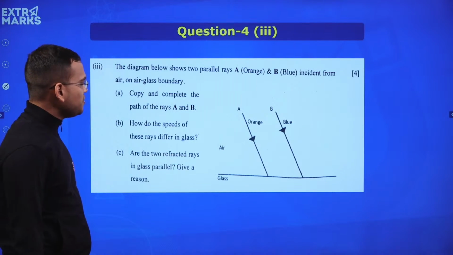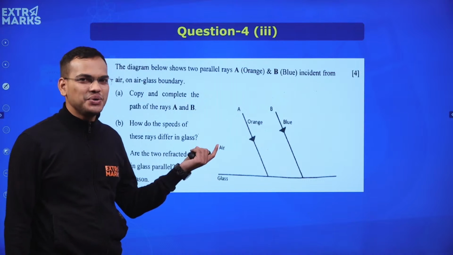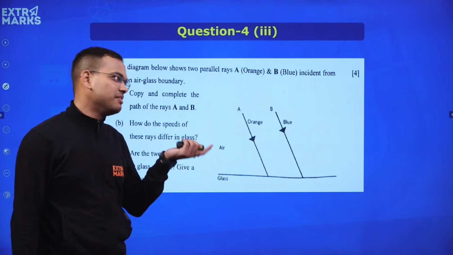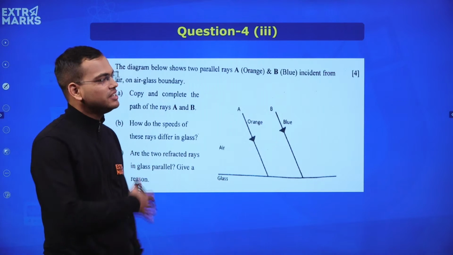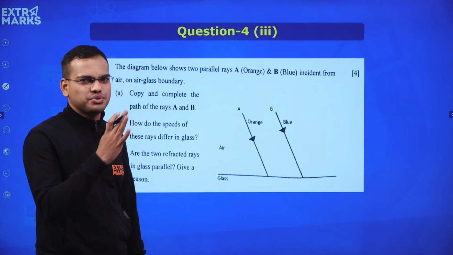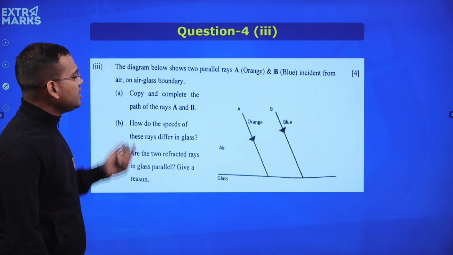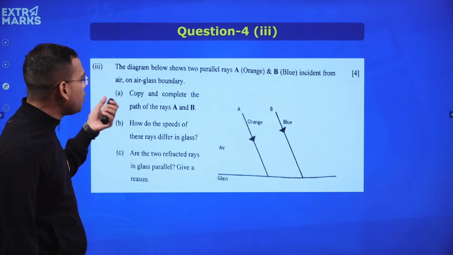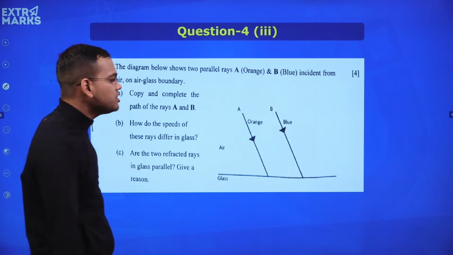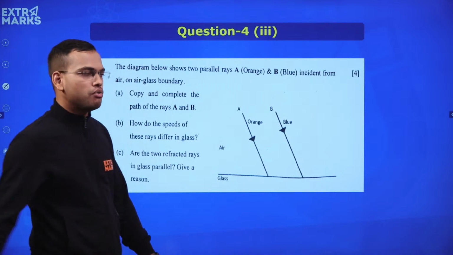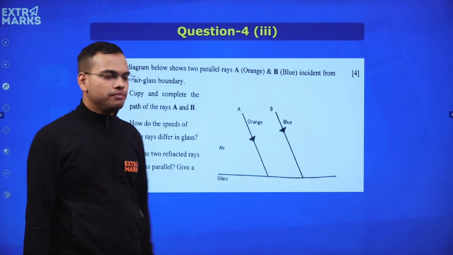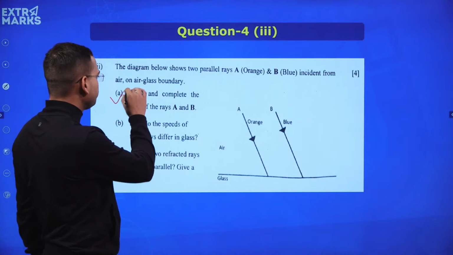Now this is a very interesting question, right? They are just checking your knowledge of orange and blue color light, wavelength, and refractive indexes. If you know that, this question is very, very easy. Simplest question I can say. The diagram below shows two parallel rays A and B incident from air on an air-glass boundary. Copy and complete the path of the rays A and B. This was the first option.